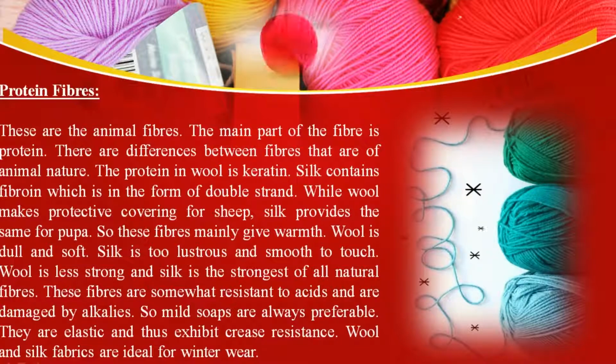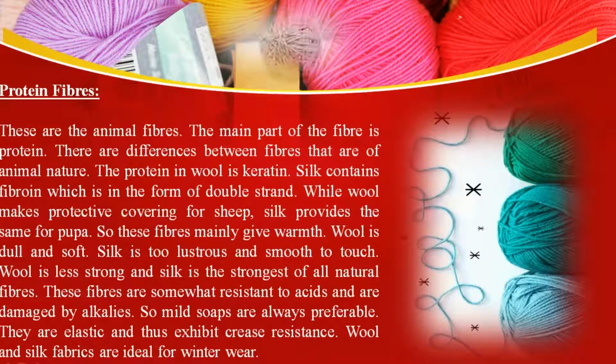Protein fibers, these are the animal fibers. The main part of the fiber is protein. There are differences between fibers that are of animal nature. The protein in wool is keratin. Silk contains fibroin, which is in the form of a double strand. While wool makes the protective covering for sheep, silk provides the same for the pupa. So these fibers mainly give warmth.